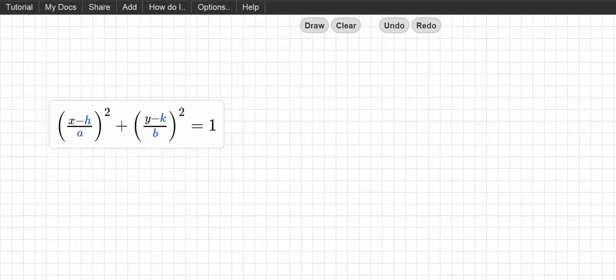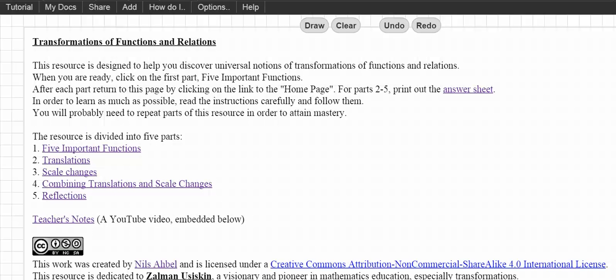It starts with the idea of the general form of an ellipse, where you subtract for translations and divide for scale changes. It expands this to all functions. Coming from what's here called the home page, there are 5 parts to this resource.